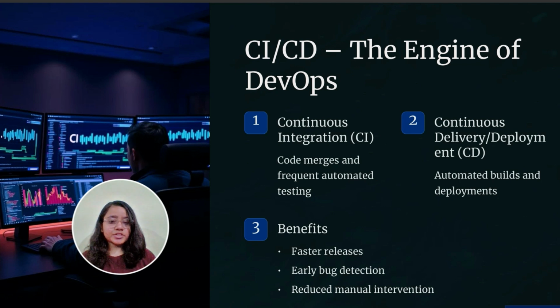They frequently merge their code changes, often daily, into a shared repo. Then every time code is merged, automated builds and tests run. Why it matters? It catches bugs early and ensures the code base is always in a deployable state.